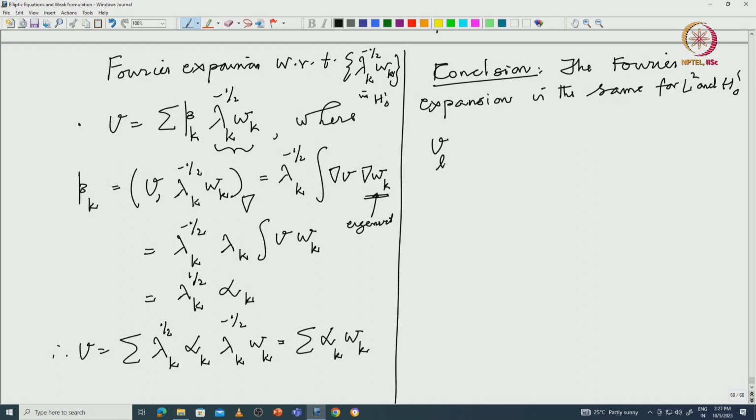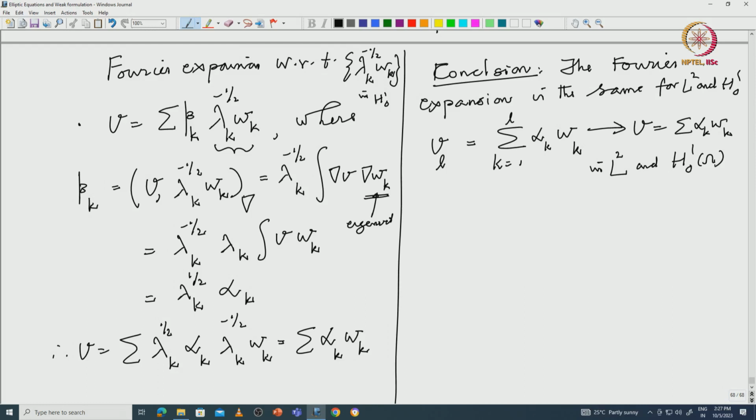So if I define the VL, now I can take the same expansion. If I take k equal to 1 to L, sigma alpha k Wk will converge to V in L2 as well as in H1 naught, same space. That's an interesting observation. Okay.